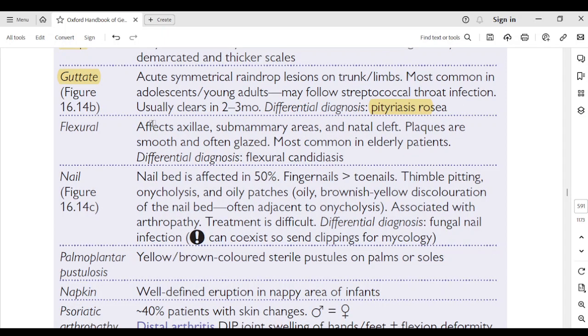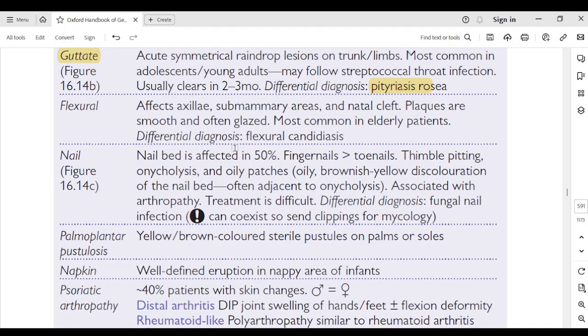Flexural psoriasis affects the axillae, submammary areas and natal cleft. Plaques are smooth and often glazed, most commonly in elderly people. Differential diagnosis is flexural candidiasis.